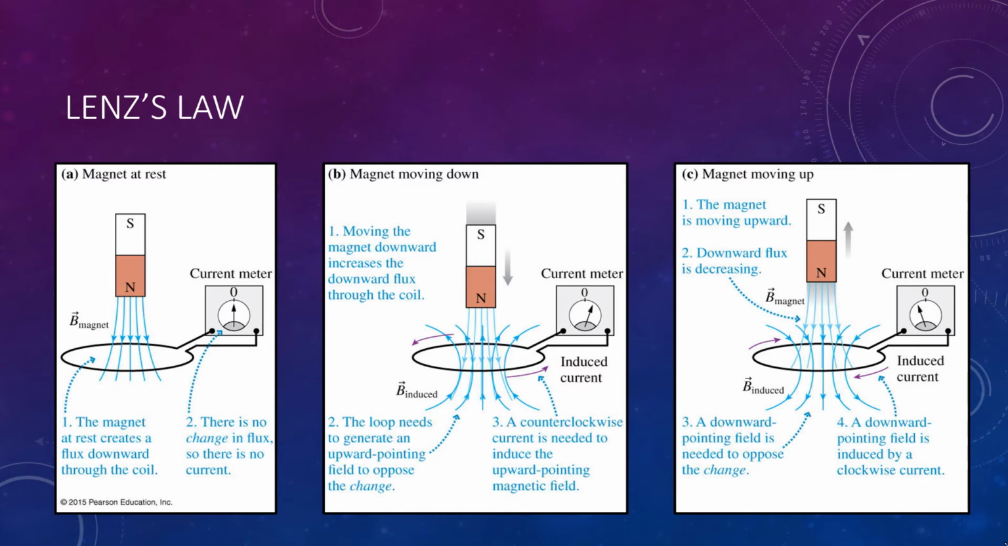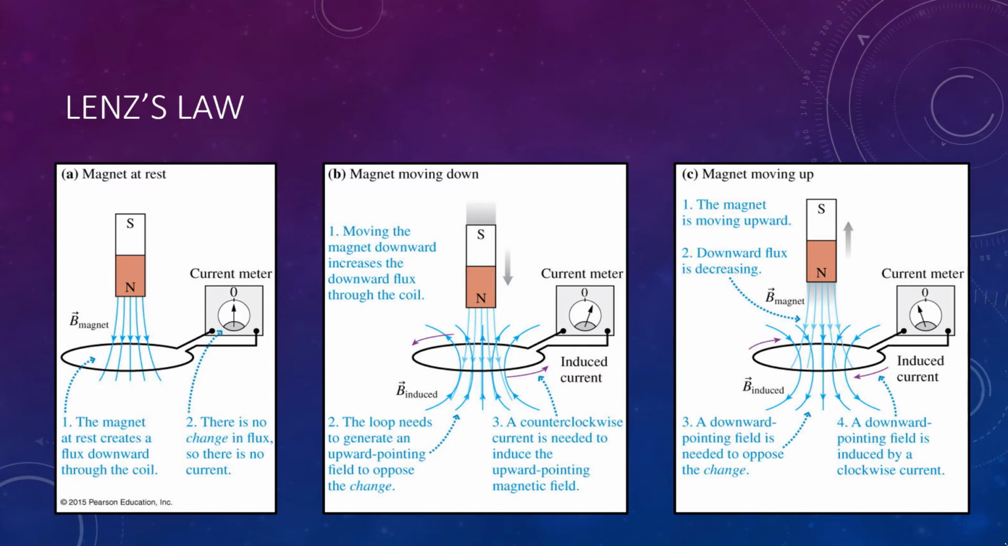One more time. You are moving the bar magnet away. That's weakening the field in the loop. In other words, that is decreasing your flux. To oppose a decrease, you want to enhance it by adding a magnetic field in the same direction. So it also points downward, and thus by the right-hand rule, you get a current in the clockwise direction.